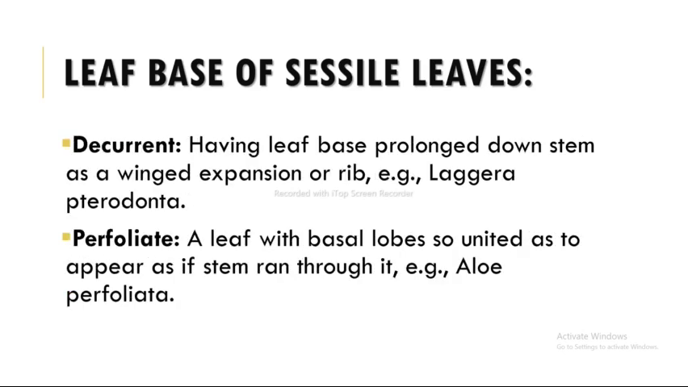Next is decurrent, having the leaf base prolonged down the stem as a winged expansion or rib, for example in the Laggera pterodonta. Next condition is perfoliate, a leaf with the basal lobes so united as to appear as if the stem ran through it, for example in the Aloe perfoliata.